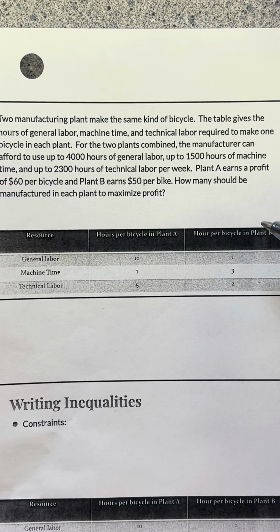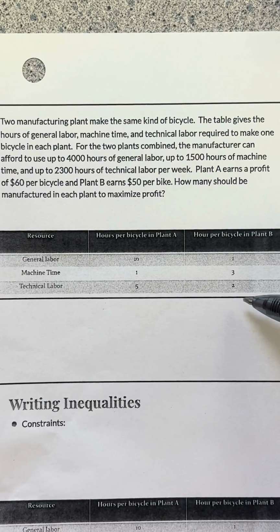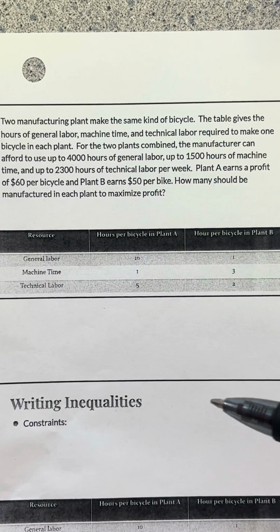So you guys have the notes in front of you here. You can see what we're talking about. And then on the table, we have our different things that are included at our plan, right? So we have general labor.